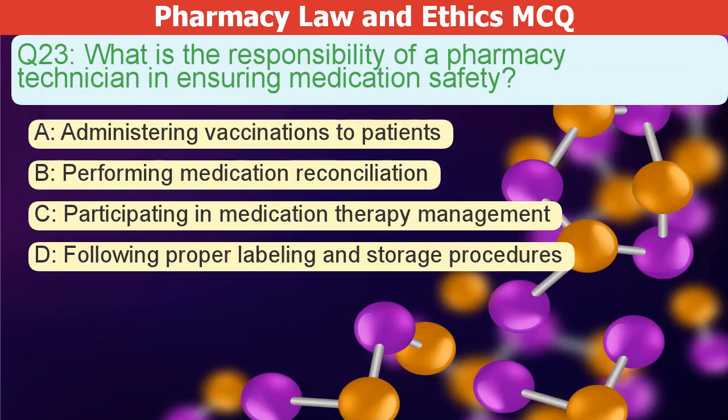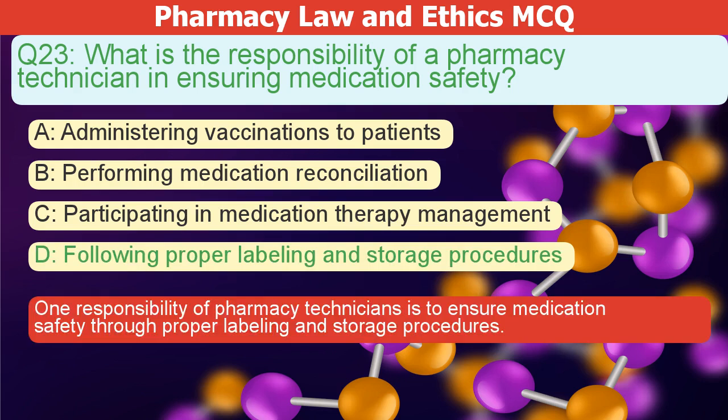What is a pharmacy technician's role in keeping medications safe? A. Administering vaccinations to patients. B. Performing medication reconciliation. C. Participating in medication therapy management. D. Following proper labeling and storage procedures. The correct answer is D. One responsibility of pharmacy technicians is to ensure medication safety through proper labeling and storage procedures.